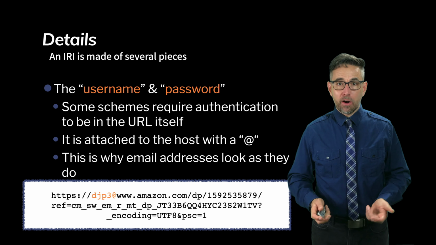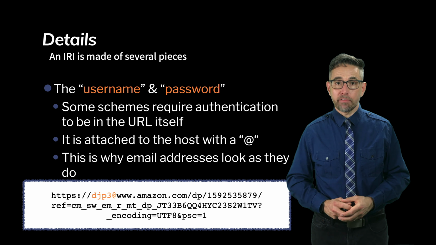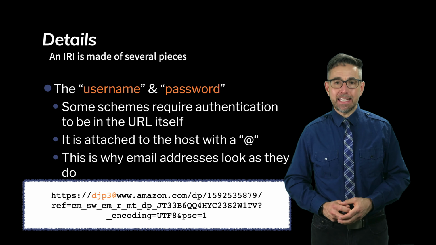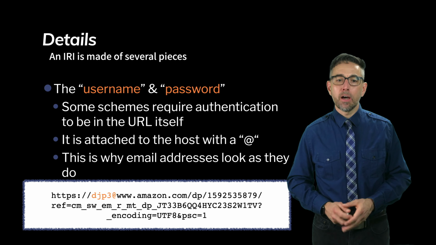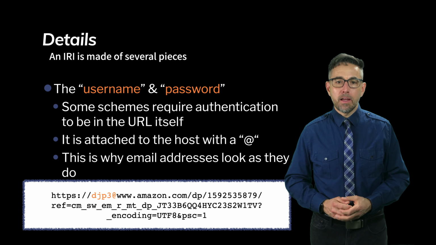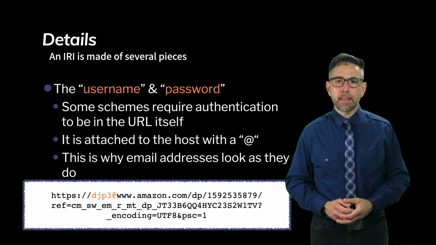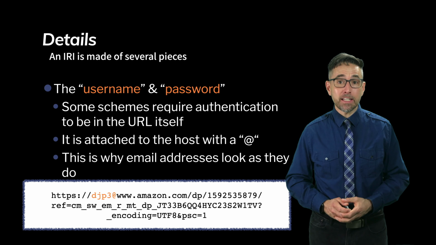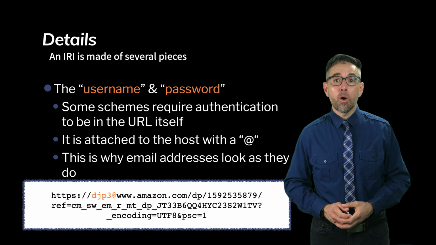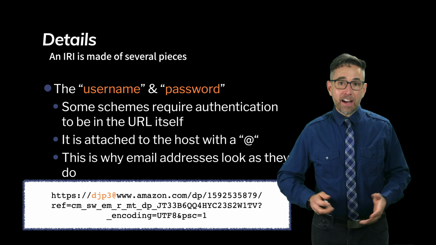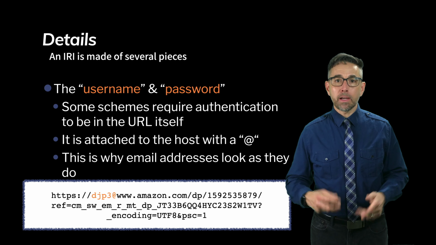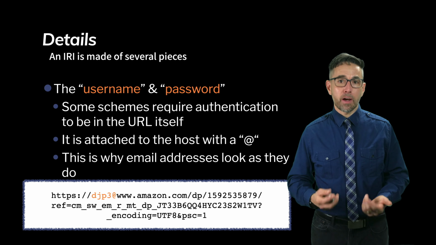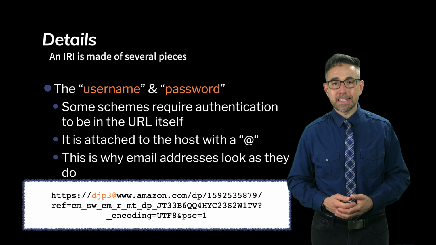One aspect of IRIs that you probably haven't encountered very often is the ability to authenticate in an IRI itself by specifying a username and a password before the subdomain and the domain. Some schemes require authentication, and it requires it in the URL itself. The way we include those is by attaching it to the beginning of a domain and subdomain with an @ sign. This is actually the origin of where email address syntax comes from. Before there were email addresses, there was the ability to authenticate to servers using this syntax.